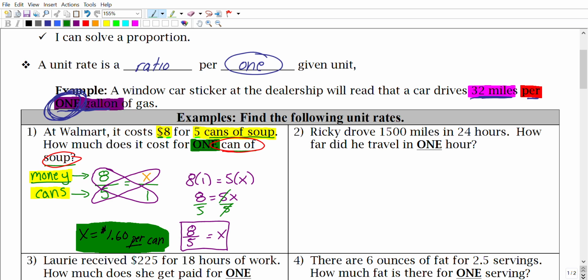Okay, so let's go ahead and read this problem together. So it says, Ricky drove 1,500 miles in 24 hours. So right off the bat, like before, I'm going to go ahead and highlight a few things. 1,500 miles in 24 hours. How far did he travel in 1 hour? Well, let's go ahead and write a few things down.